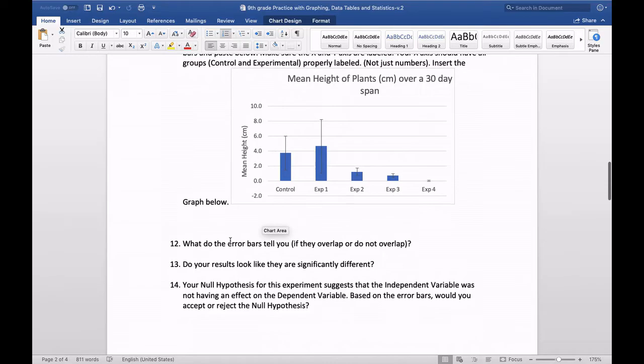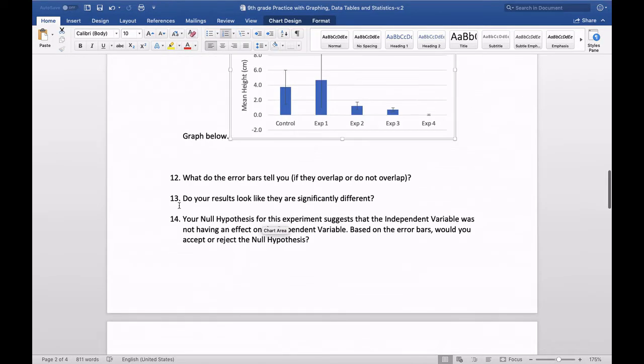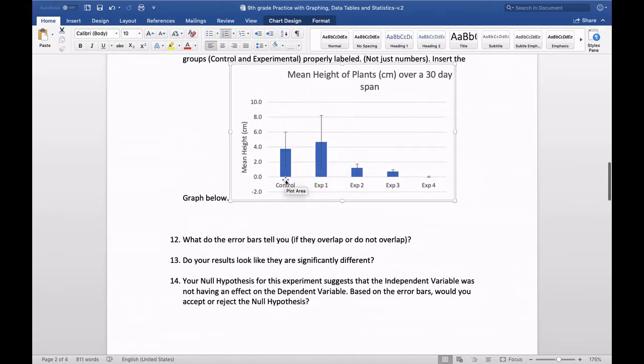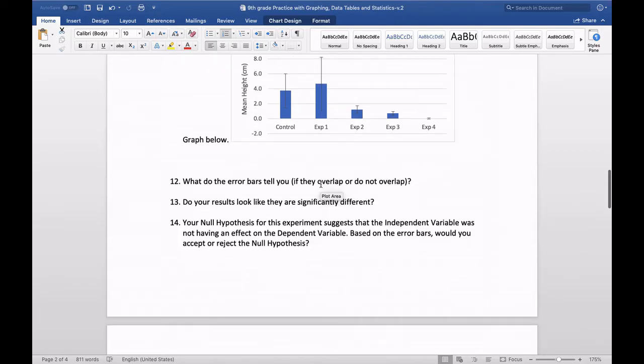So now you can answer questions 11, 12, right? You can see that the error bars tell you standard deviation, and you can see if they overlap or don't overlap. So if the error bars overlap, that means that there is no significant difference between the groups. If the error bars do not overlap, like experimental 4 and 1, you can see that there is a significant difference between those groups, right?